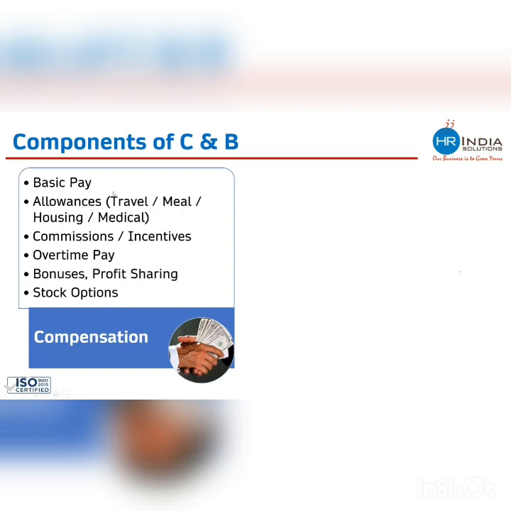There is no other way that you can pay these components, whether it is a basic salary, allowances, commission and incentive, overtime pay, bonuses, profit sharing, or stock options. These are the components of the compensation and usually paid in the form of money.